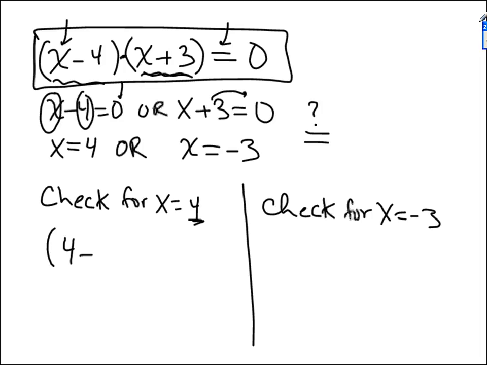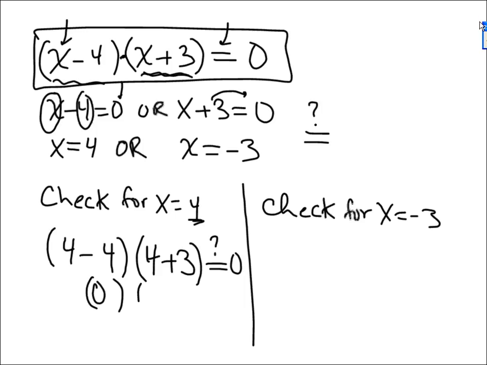Bracket x minus 4, bracket, another bracket, x plus 3. Does this equal 0? And of course it does. 0 times 7. Does it equal 0? Yeah. 0 times 7 is 0. 0 equals 0. We have it.